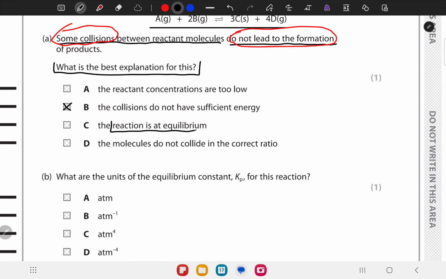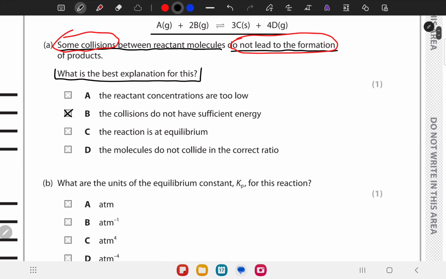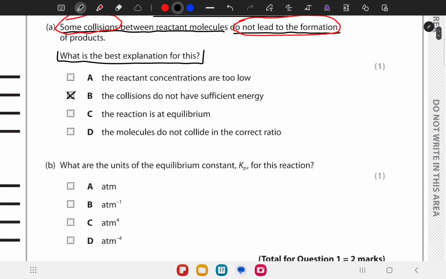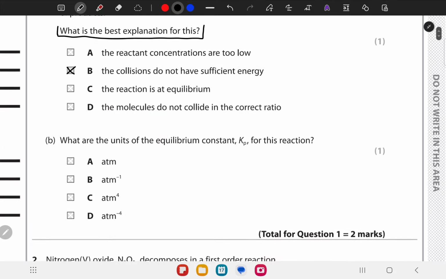In option C, we're told that the reaction is at equilibrium. If that happens, the forward and backward reaction will be occurring at the same rate. The proportion of successful collisions will not change, and same for part D.